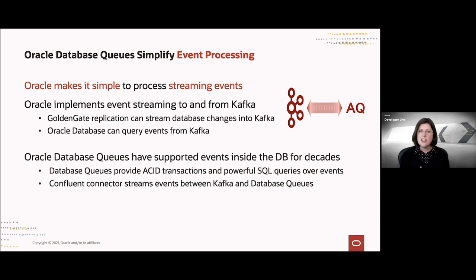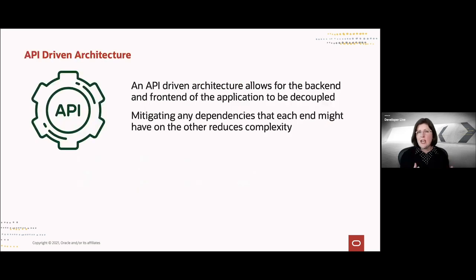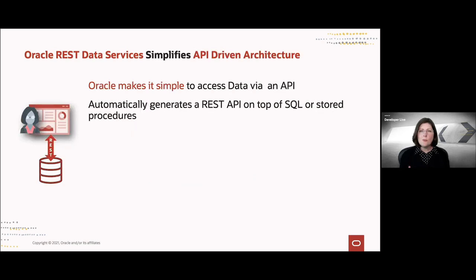Now, another architecture that's seen great popularity is API-driven architectures, one where we decouple the front end of the application from the back end, and we can mitigate any dependencies between them, therefore reducing the complexity of the architecture. Oracle makes it really easy to take advantage of API-driven architectures, because we allow you to create an API on top of any SQL or stored procedure inside the Oracle database. That's right, you can REST enable any data access inside the Oracle database.